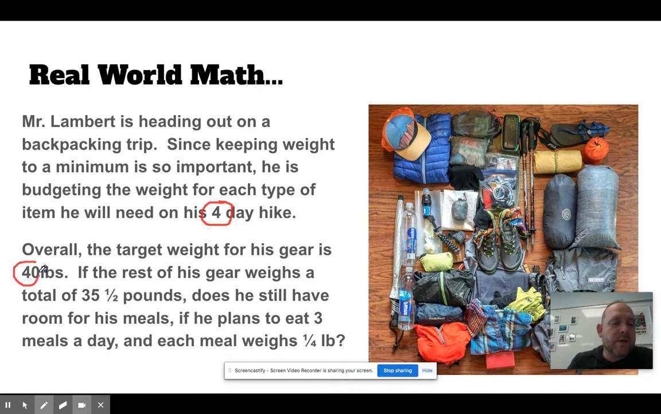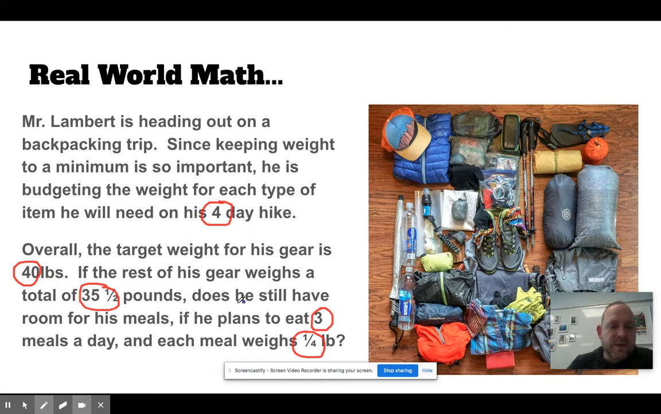There's another number. If the rest of his gear weighs a total of 35.5 pounds, does he still have room for his meals? If he plans to eat 3 meals a day, so there's another number, and each meal weighs 1/4 of a pound. There we go. So here are my numbers. I have 1, 2, 3, 4, 5 numbers. It's going to be a big equation.